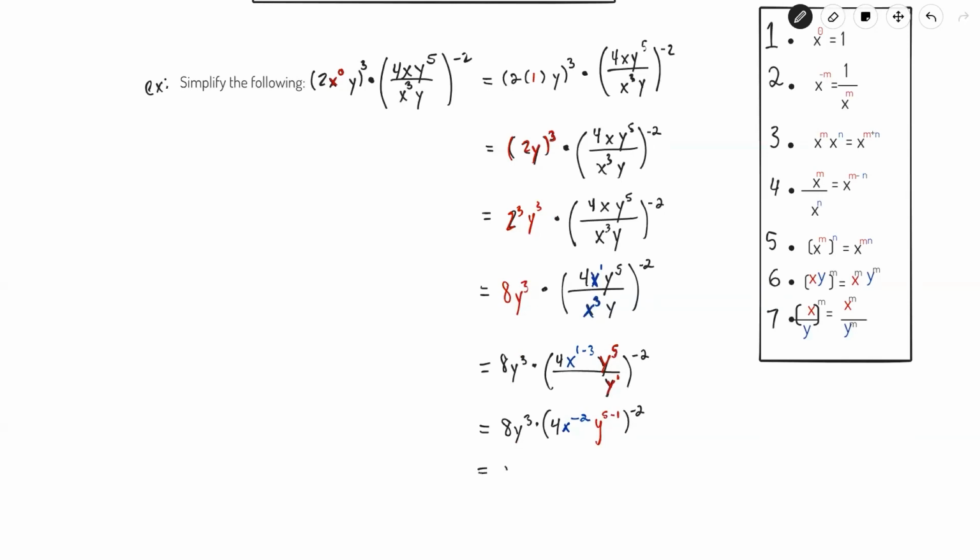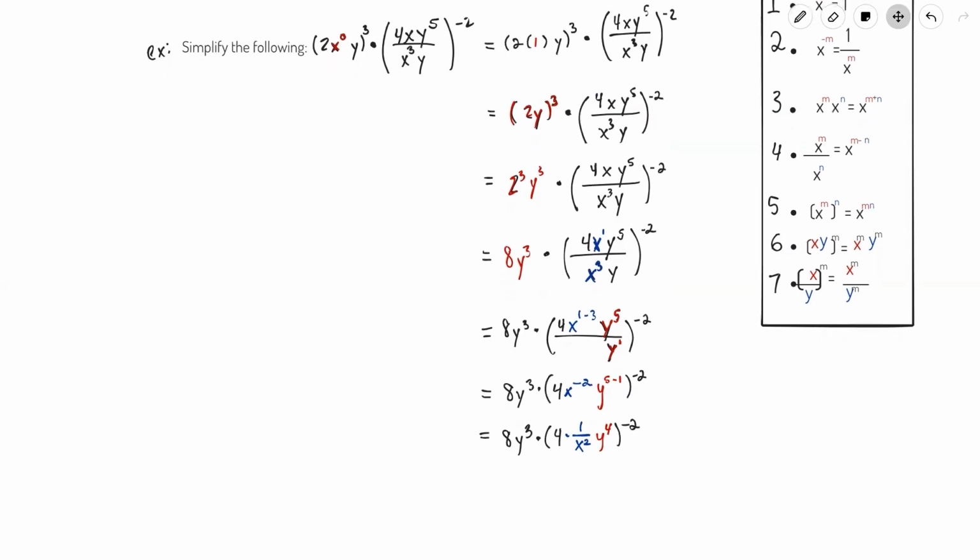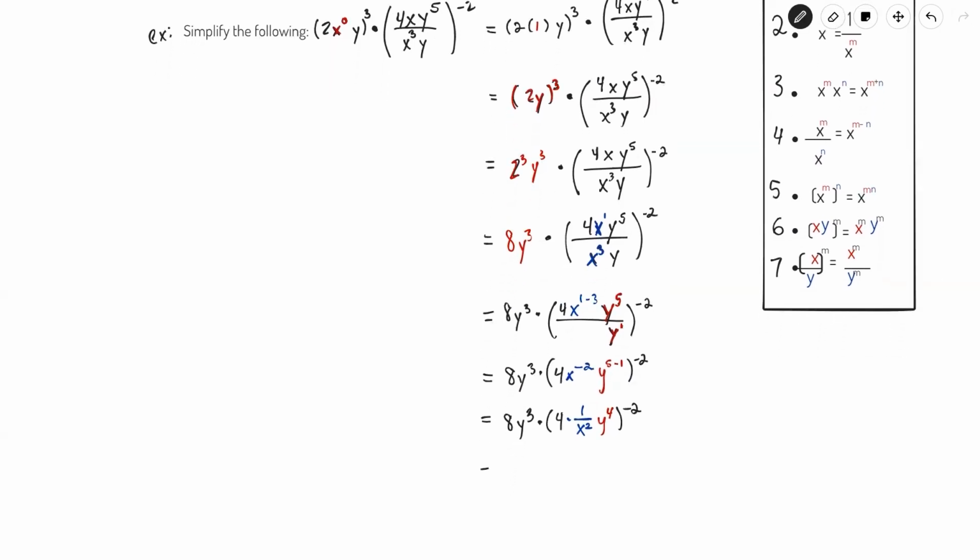And so I haven't changed this 8y cubed. It still is as is. I haven't touched this 4 yet. We know that the x to the negative 2 power is now equal to 1 over x to the positive 2 power. We know that y to the power of 5 minus 1 is now just y to the power of 4. And we still have all of that to the negative 2 power, which of course we need to get rid of. We don't like negative powers, but first things first, let's make this look a little prettier.